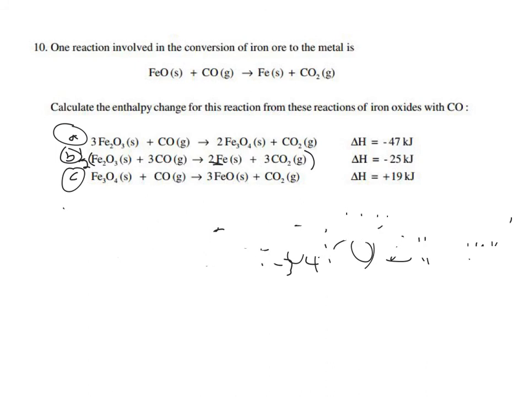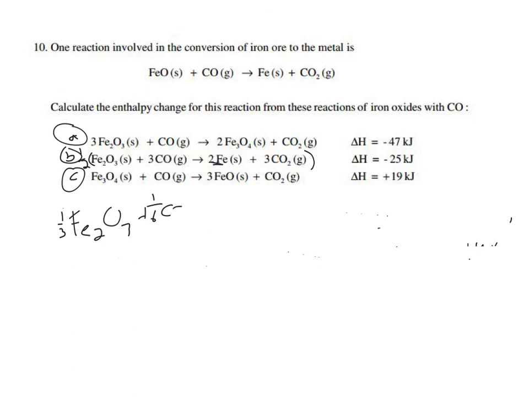Taking equation A and multiplying it by 1/6 leaves me with 1/3 Fe2O3 plus 1/6 CO2. Now remember, I reversed this reaction, so it looks different from what's up here because I reversed it and then I multiplied it. On the other side, I'm going to have 1/2 Fe2O3 plus 1/6 CO. And the enthalpy, because I multiplied by 1/6 after I reversed it, becomes 7.83 kilojoules.